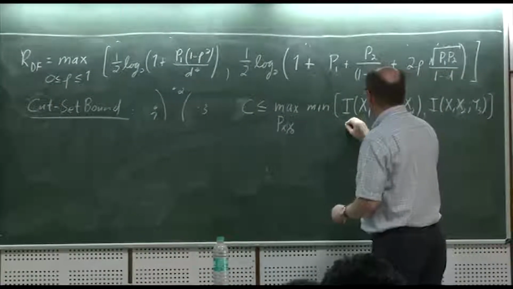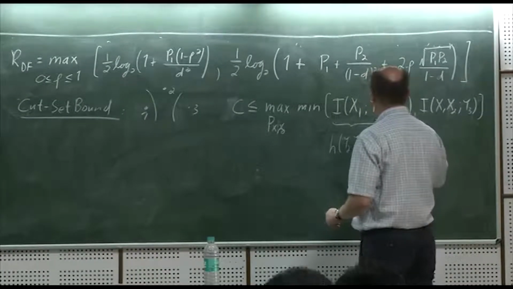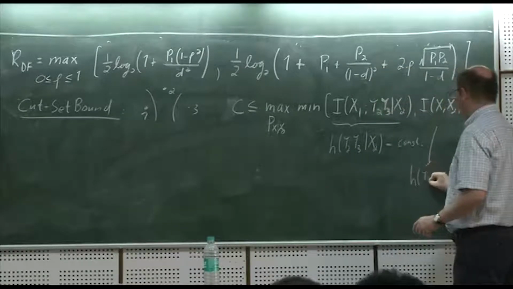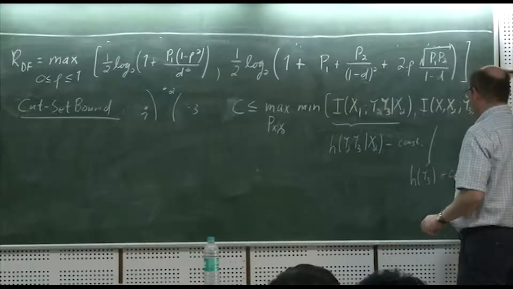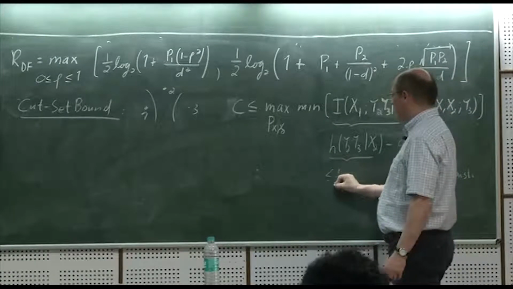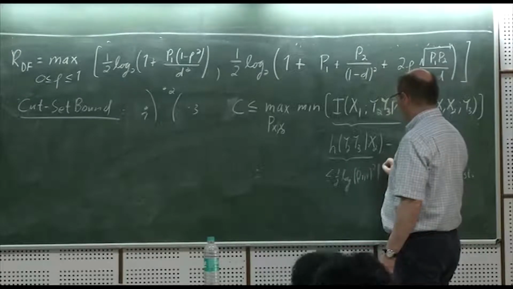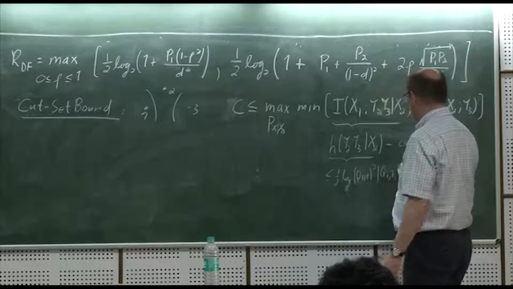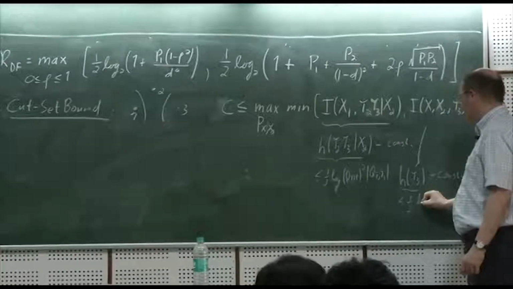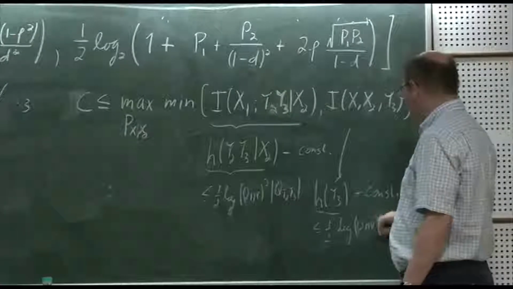Maybe I should write it out more carefully. So here I'm going to get h of y2, y3 given x2 minus a constant. Here I'm getting h of y3 minus a constant. So I can always write this as less than or equal to 1/2 log of (2 pi e) squared times the determinant of the covariance matrix of y2, y3. And similarly here, less than or equal to 1/2 log 2 pi e times the variance of y3.